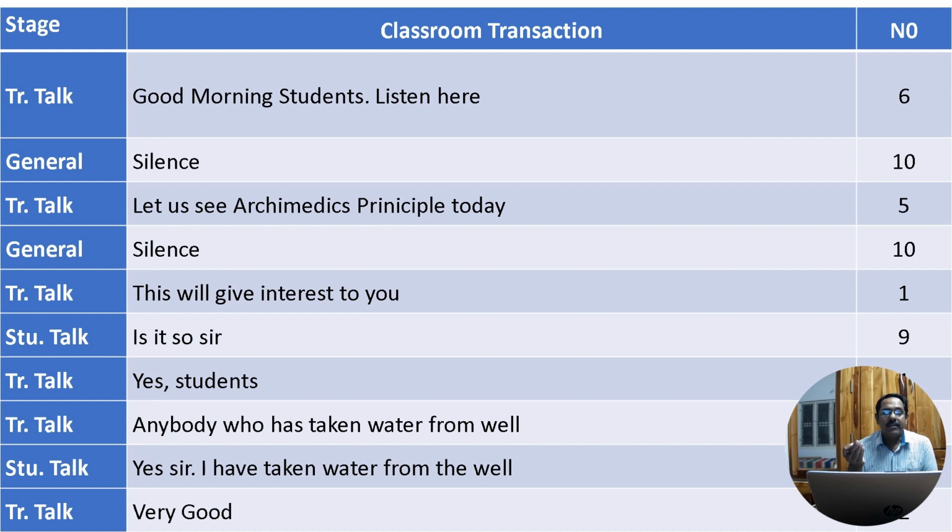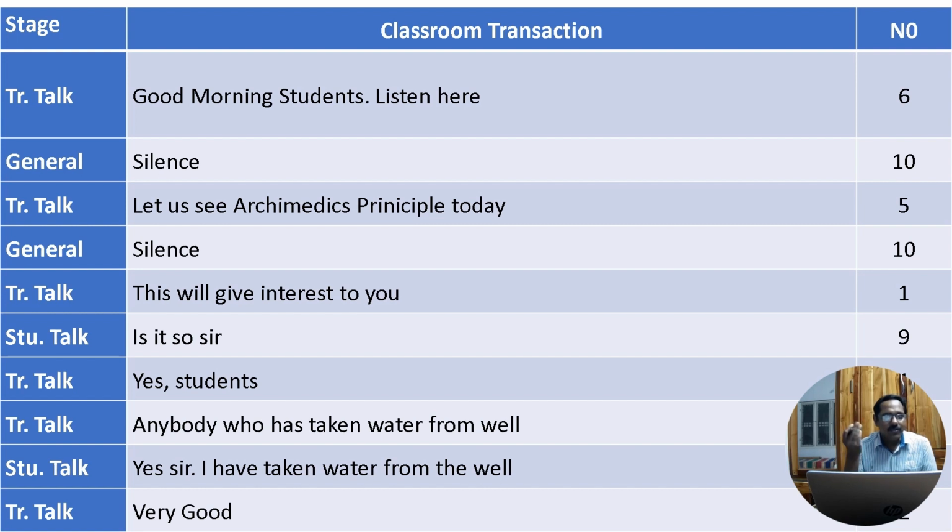"Let us see the Archimedes principle today." So he lectures, so that is 5. And for that, if silence is the response, then it is again 10. Then the teacher again talks, "This will give interest to you." So that is appreciation, category 1.